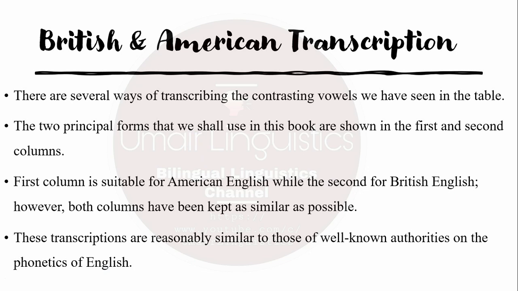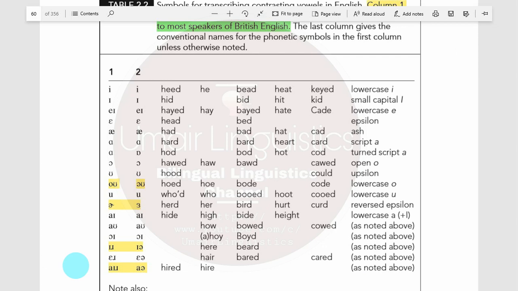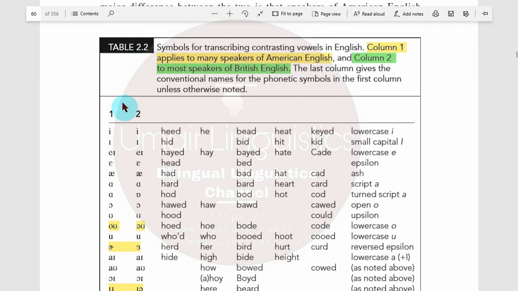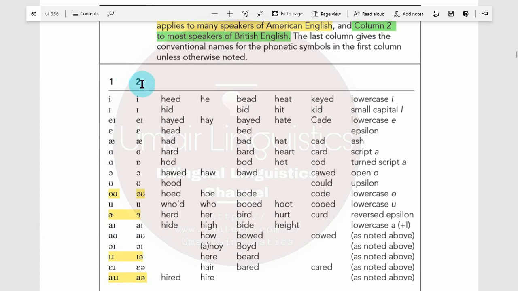So let me show you that table. This is the table. The first column applies to most forms of American English, and the second to British English. These are the minimal sets we have already discussed, and these are the names of each vowel or each symbol.